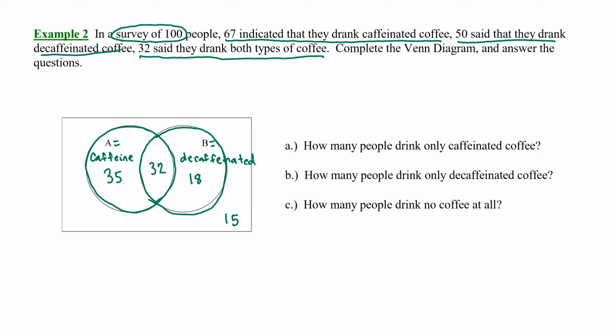Once we have our Venn diagram properly filled out, then the questions are pretty easy to answer. How many people drink only caffeinated coffee? So we're looking for those in the caffeine circle but are outside the decaffeinated circle, and that of course is this number 35. How many people drink only decaf? Well, those would be in the decaf circle but outside the caffeine circle. That is 18. And finally, how many people drink no coffee at all? Those are those that are outside the two circles, which we discovered to be 15. So a Venn diagram is a great tool that helps you to organize information, especially from a survey.